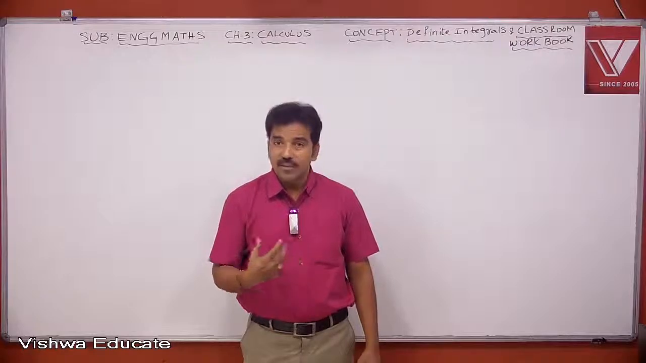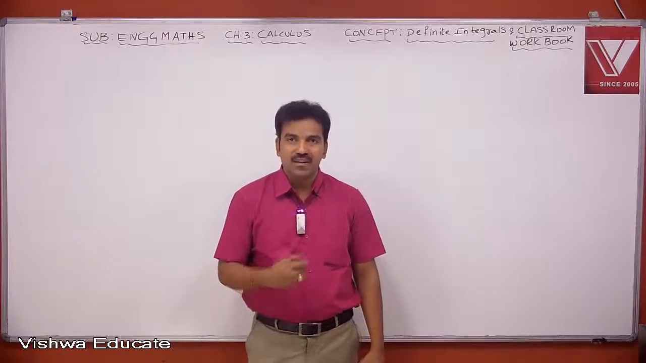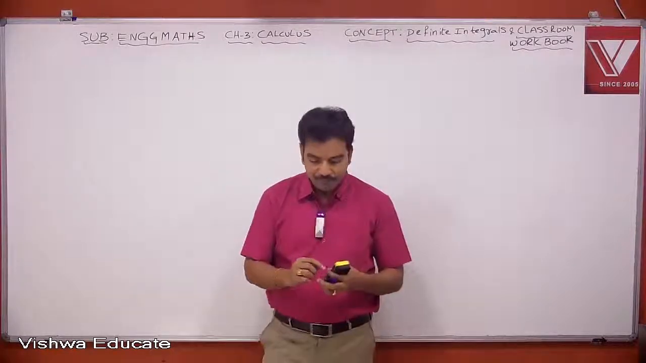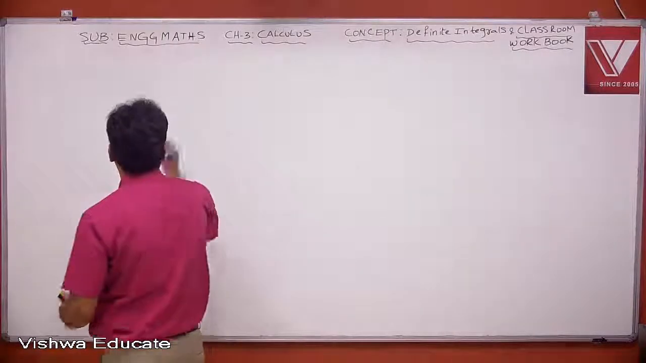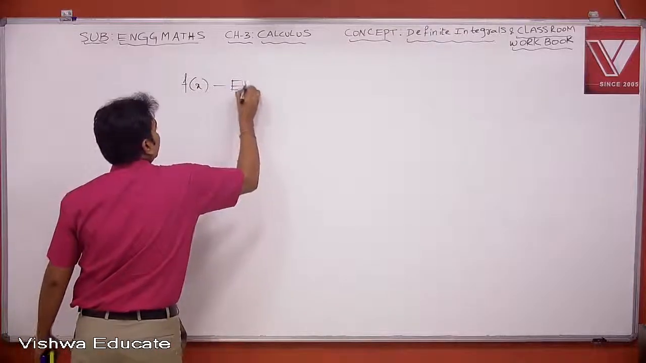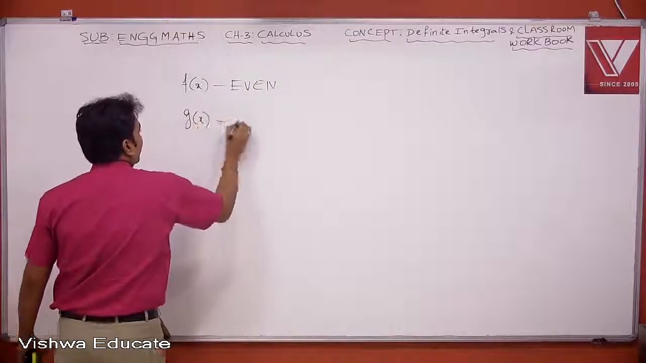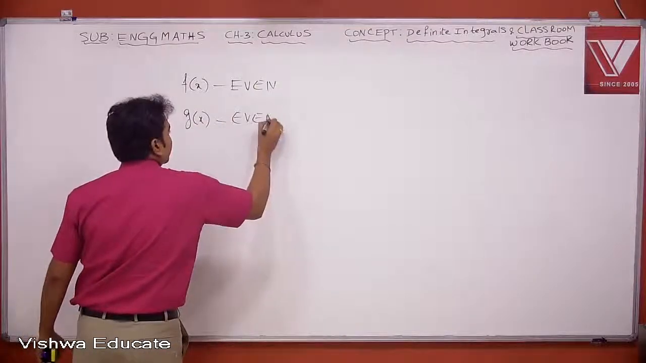Yes or no? So in the same way, sum of two even functions will be again an even function. Let us discuss with a sample proof. Suppose we have a function f of x, which is an even function, and g of x is another function. This is also an even function.